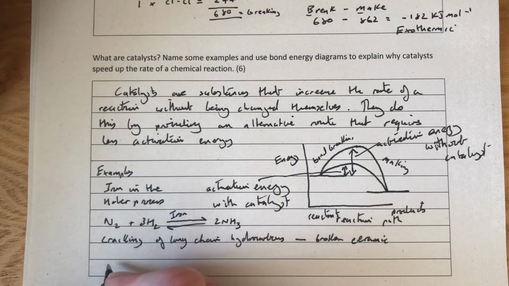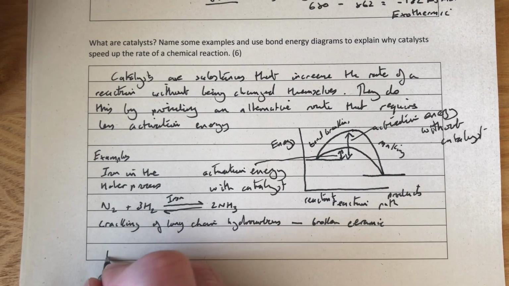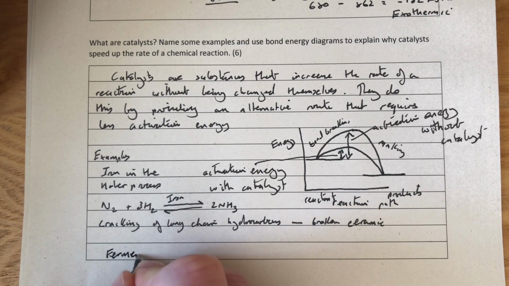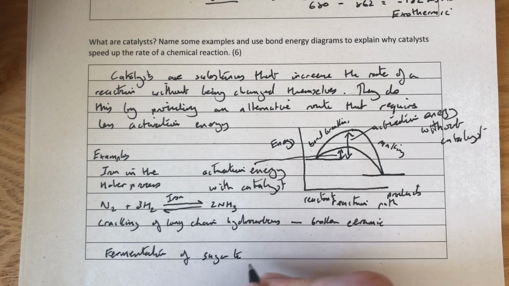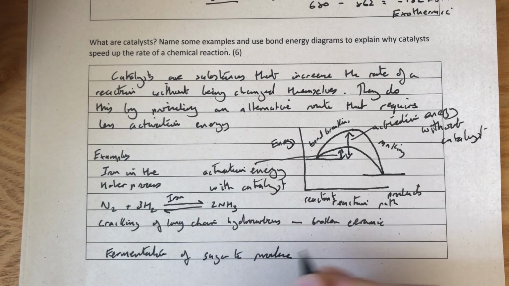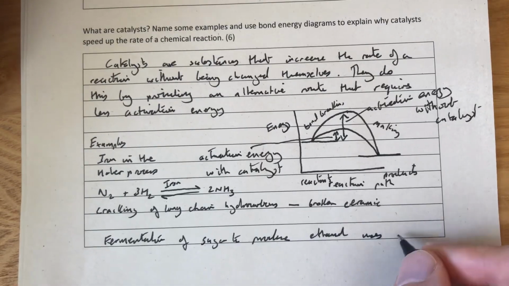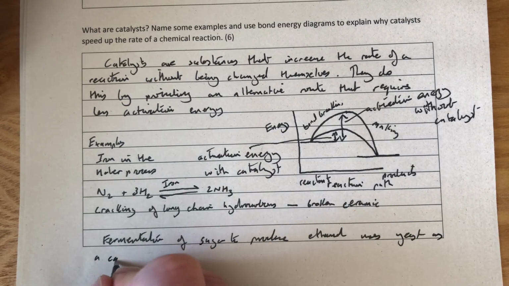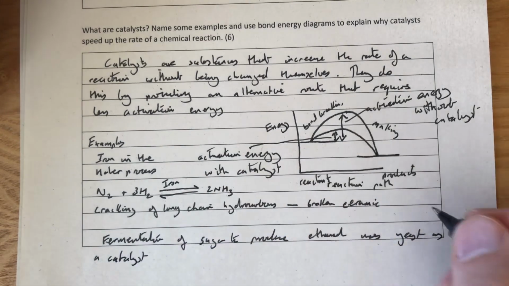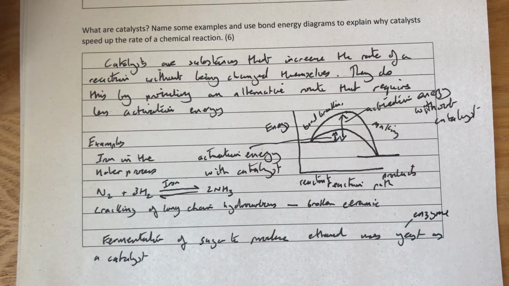Let's think of something different now. Let's think about the fermentation of sugar to produce ethanol. It uses yeast as a catalyst. Yeast is, of course, an enzyme. So there's another example of a catalyst. Okay, probably enough there to get 6 marks.